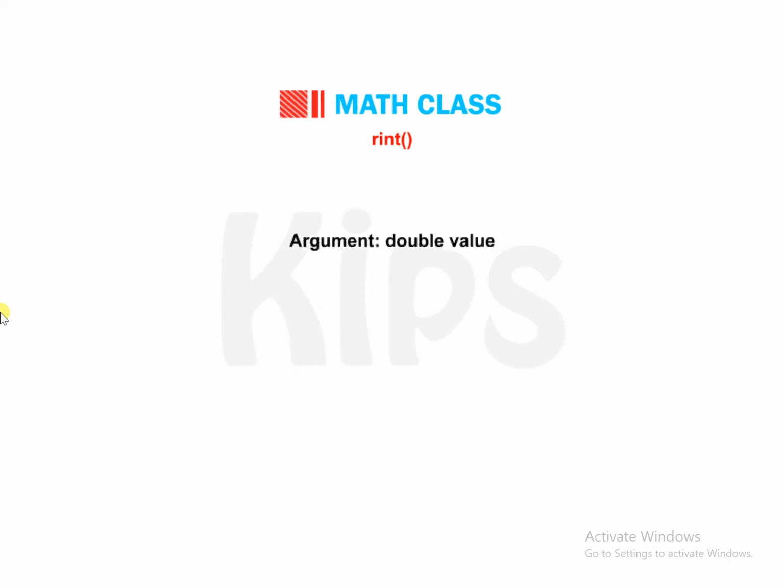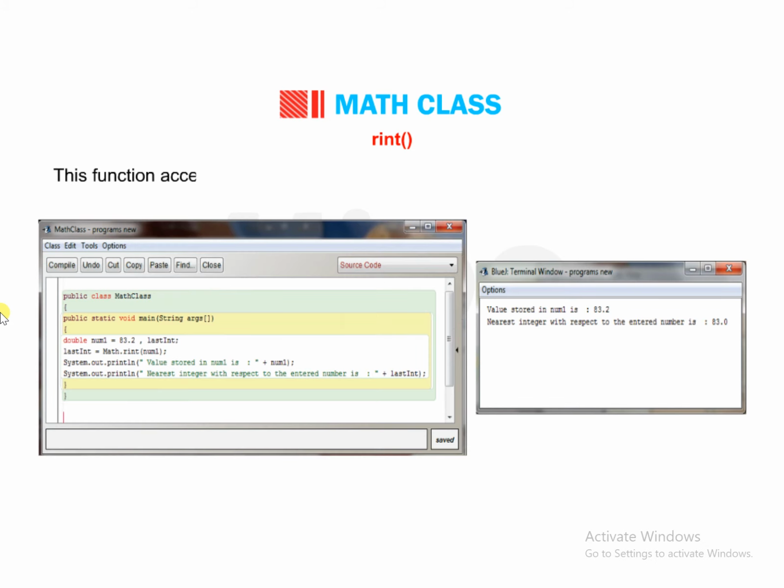round. Argument: double value. Return type: integer. This function accepts a double value and returns the integer value that is closest to it.